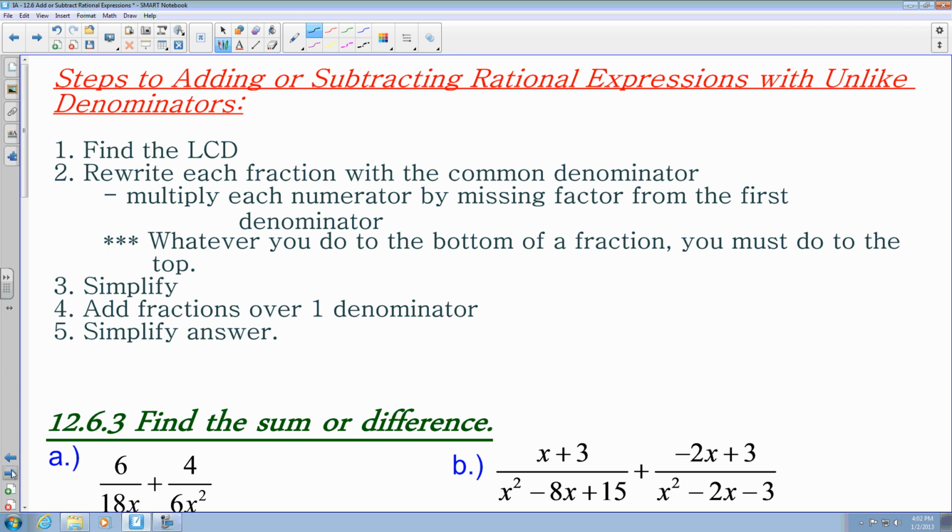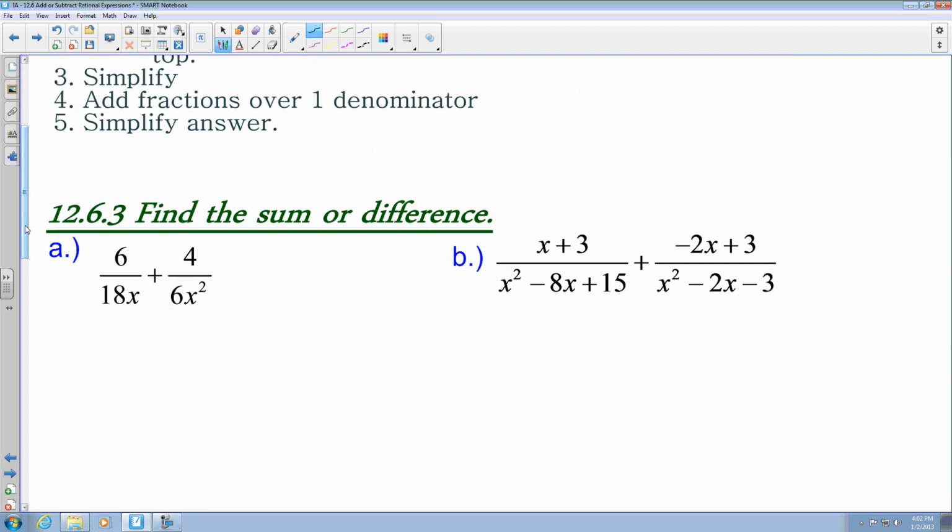And then, let's add fractions over one denominator. That means just keep the same denominator and then simplify the answer. Okay, so first off, I want to figure out what the least common denominator would be for 6 over x, or no, for 18x plus 4 over 6x squared.